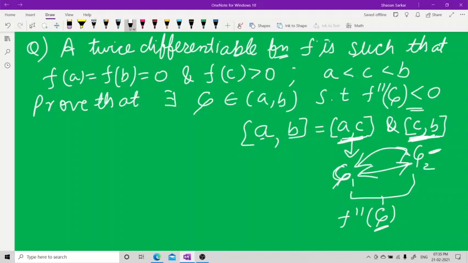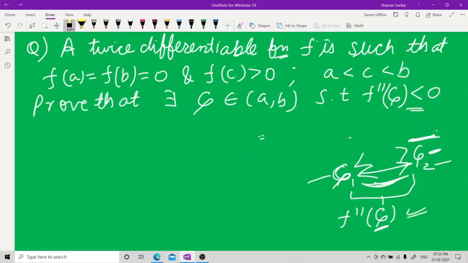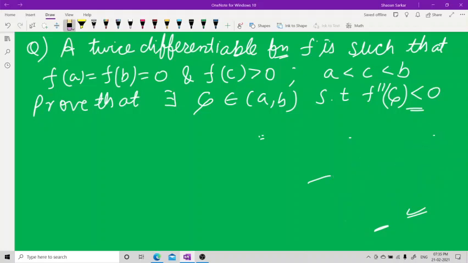This is the idea: break this open interval into two intervals, apply Lagrange here, apply Lagrange here, get this and get this, and then apply Lagrange between these two to get this. This is the idea. Now we will do this question. The process of this question is this way.